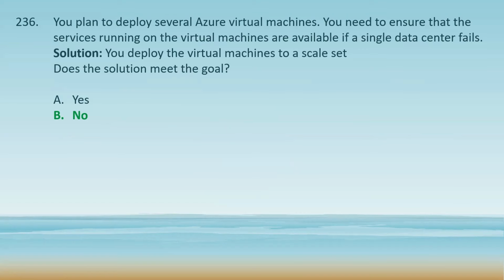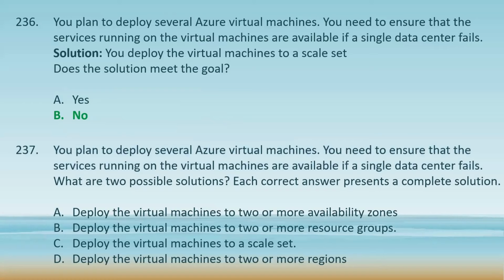Let's now look at another variation of this question. You plan to deploy several Azure virtual machines. You need to ensure that the services running on the virtual machines are available if a single data center fails. What are two possible solutions? Each correct answer presents a complete solution. You need to choose two options here, and your options are deploy the virtual machines to two or more availability zones, deploy the virtual machines to two or more resource groups, deploy the virtual machines to a scale set, deploy the virtual machines to two or more regions. So you already know that option C is incorrect, so let's rule that out.